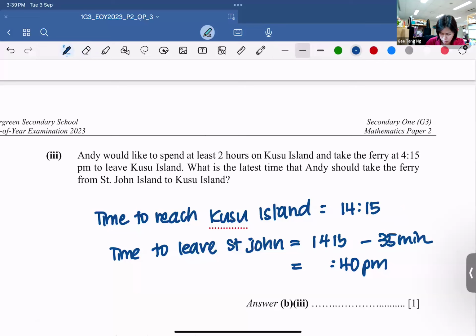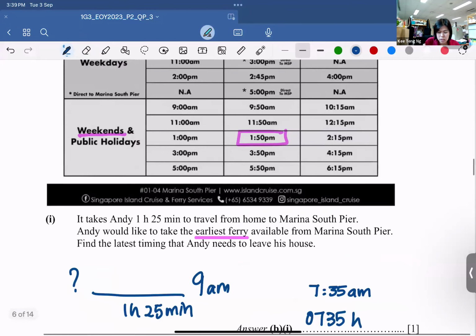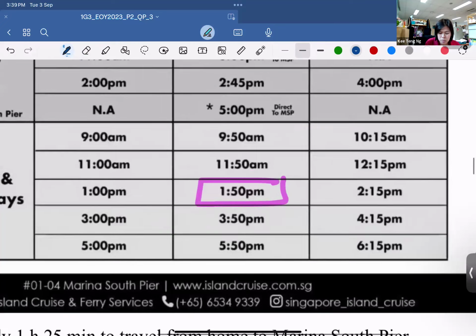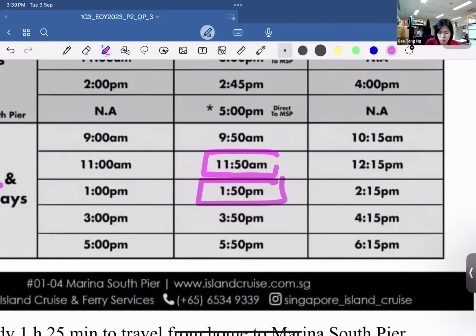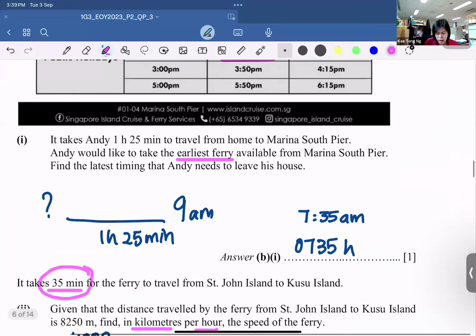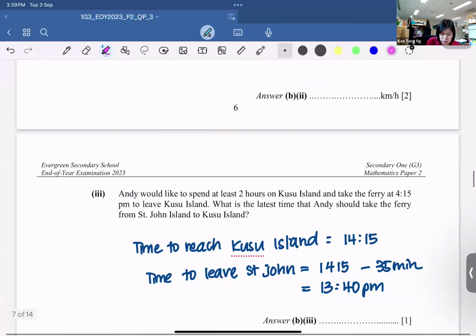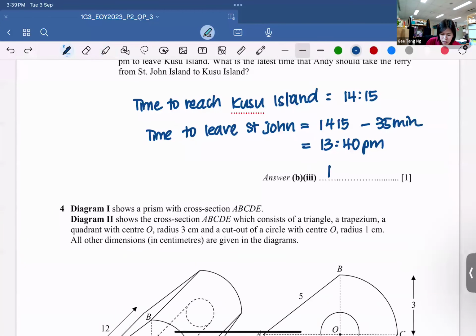1415 minus 35. So we get 1340. So I must leave St. John Island by 1:40. But if I look at my timing, this one over here, I'm already 10 minutes late. So the earliest next best timing that I can take will have to be this ferry, 11:50 a.m. So the ferry that I have to take will have to be 11:50 a.m.